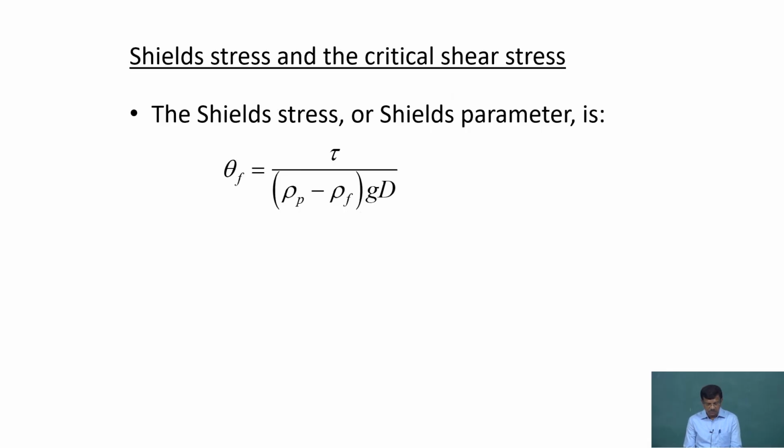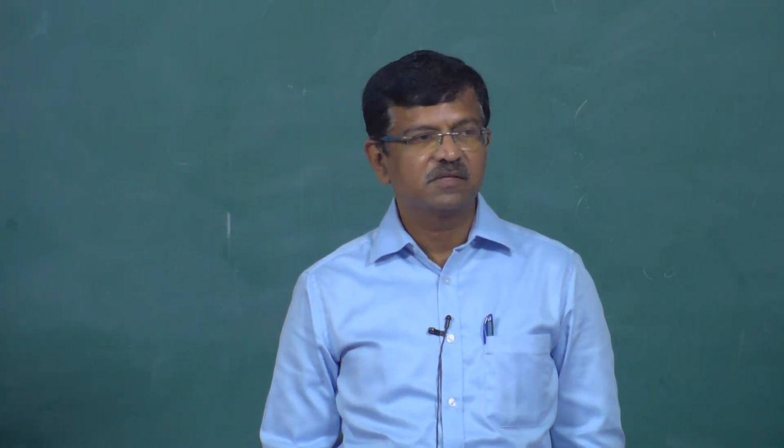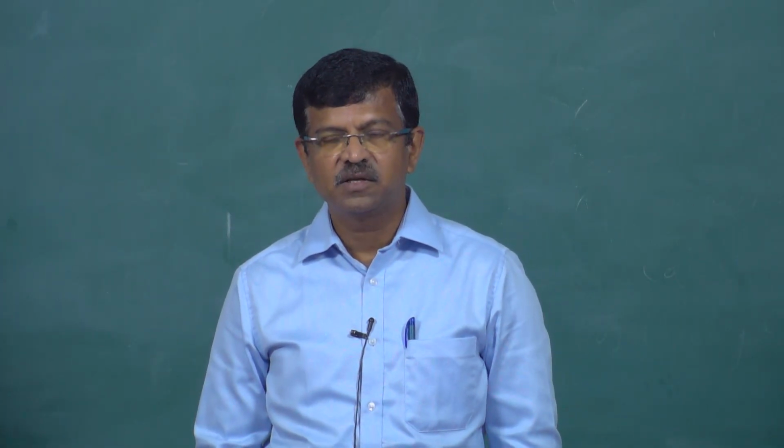So, this is the Shield's parameter. Popularly, it is the ratio between the stress, that is the driving force in the numerator, and the denominator, which is nothing but rho of particle minus rho of fluid, where we are deducting the buoyancy force. So the buoyant effect is also taken into account, along with the weight. The denominator is nothing but the net weight of the particle in the submerged state, and the numerator is nothing but the force.